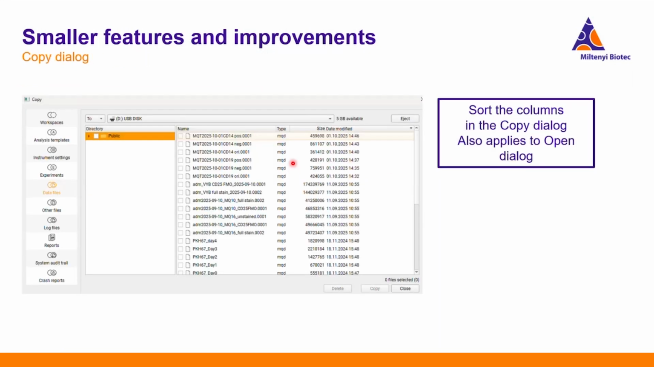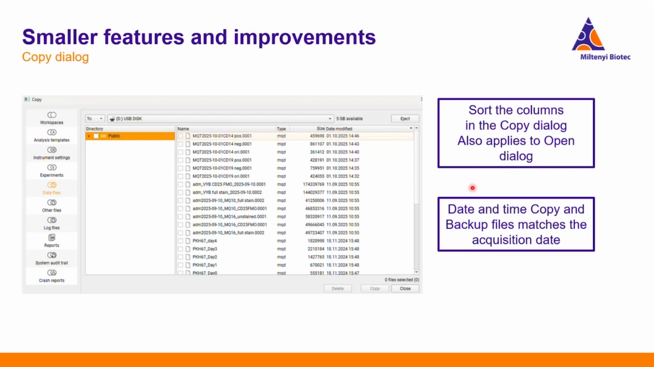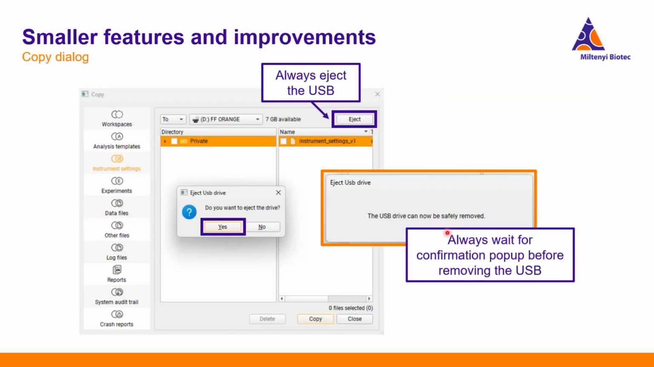The copy dialog has a great change. So you can now sort the columns again, for example, by time of acquisition or by file type. This is amazing. And it also applies to the open dialog. When you do file open, you can also do it there. And another new thing which is great is if you copy files that the date modified matches the date of the acquisition. In the older software versions, if you copy data files, they get all the same timestamp from when they were copied. So this is great improvement, smaller but amazing.